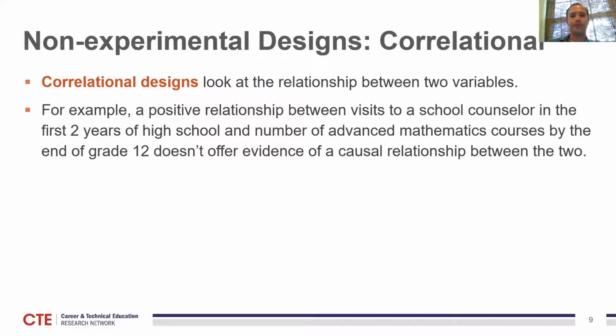Correlational designs look at the relationship between two variables. So for example, we can see that students who have more frequent visits to their school counselor in the first 2 years of high school end up taking more advanced math courses by the end of grade 12. The positive relationship between counselor visits and advanced coursework is not really evidence of a causal relationship, though, because we don't know if more counselor visits led to the higher enrollment in higher level math courses. There's no guard against internal validity threats. So you can probably think of some explanations for why that would be the case.